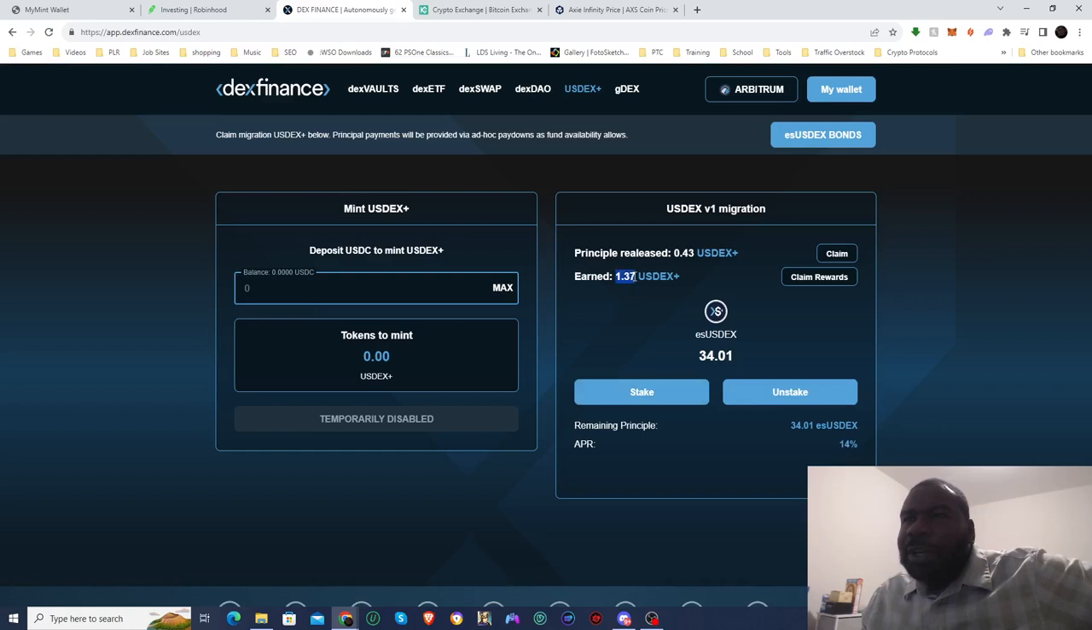We still have $1.37 in US DEX earn and a principal released of 43 cents. So not much has changed here. I mean, it's such a small amount, so I would imagine not much is going to change for a while. And unfortunately, this isn't anything I can put more money into because it is strictly for those people who migrated. So it will just kind of sit like this for a while until there's enough for me to actually claim out.